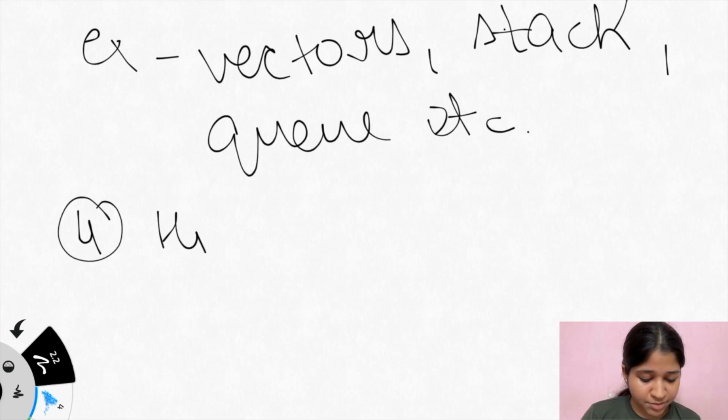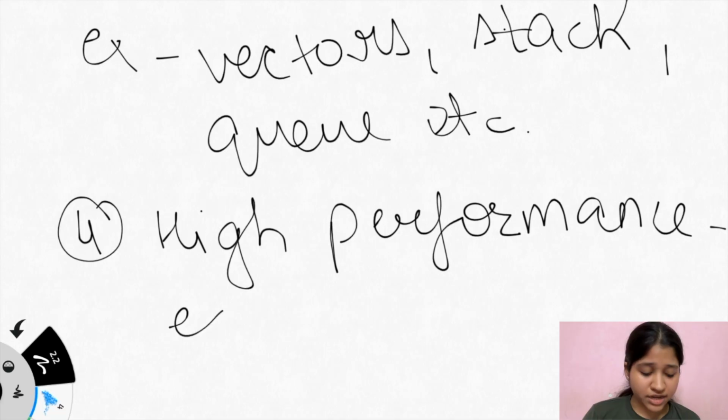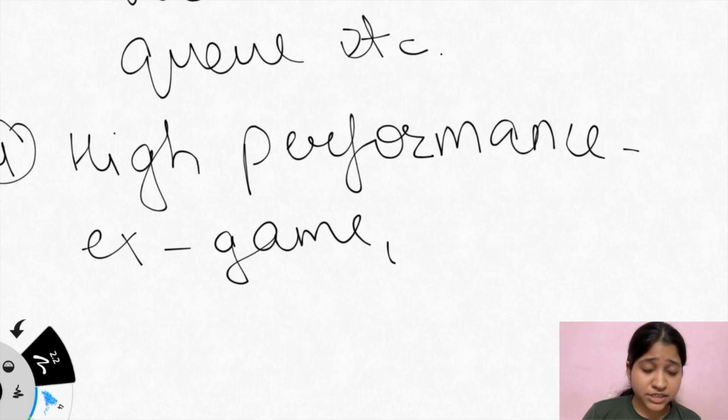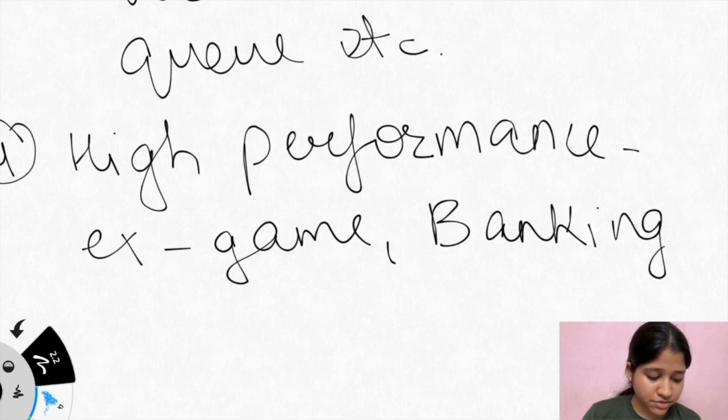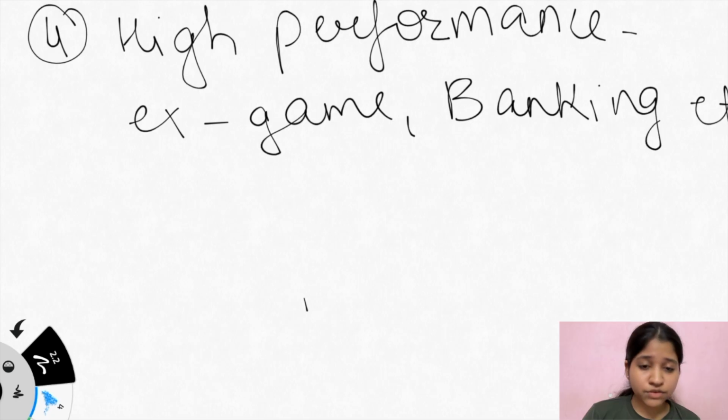Now fourth is high performance. So what does high performance mean? We use C++ where high performance is required. Example, games, because performance matters in games. Then comes banking softwares and many more places. Now these were some basic features of C++.